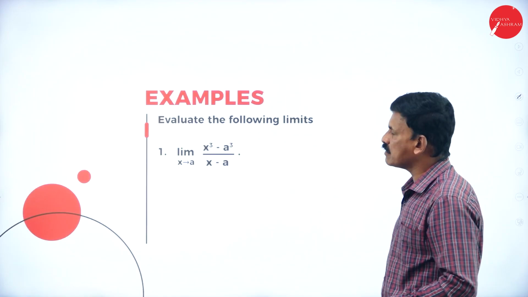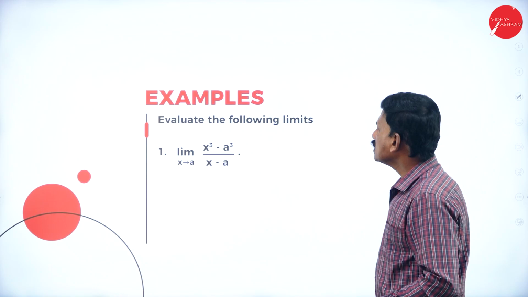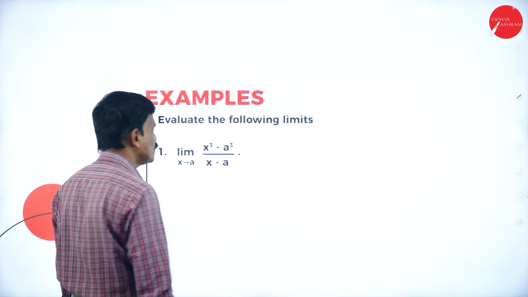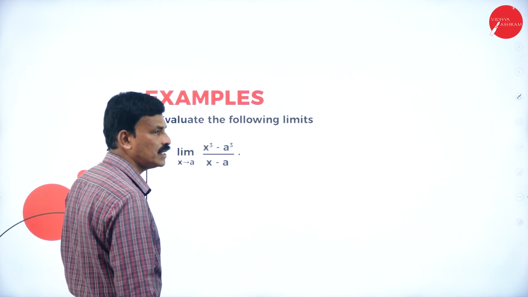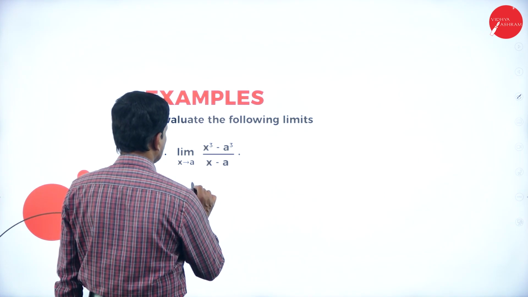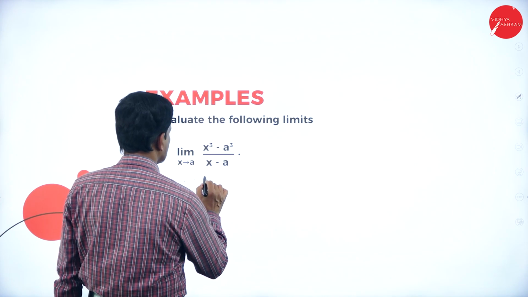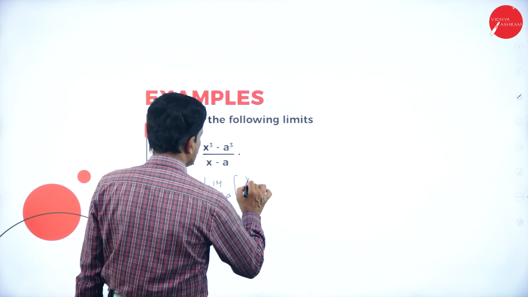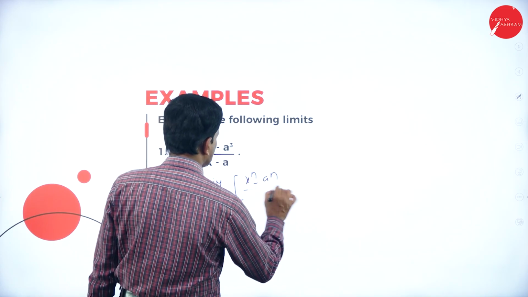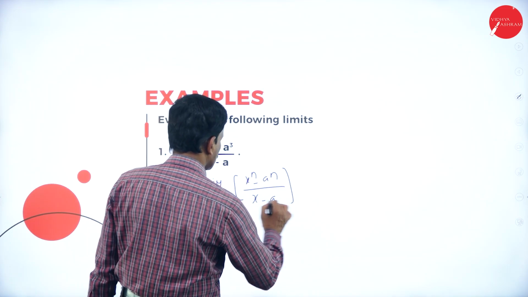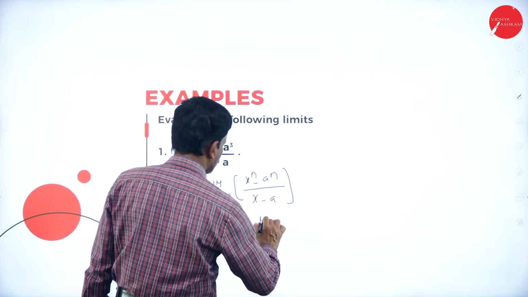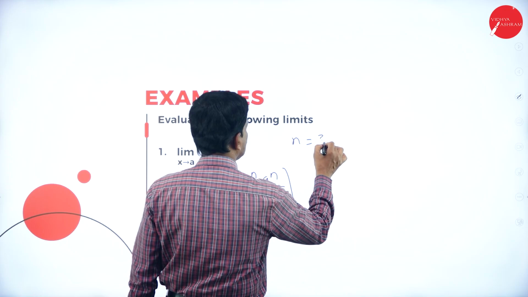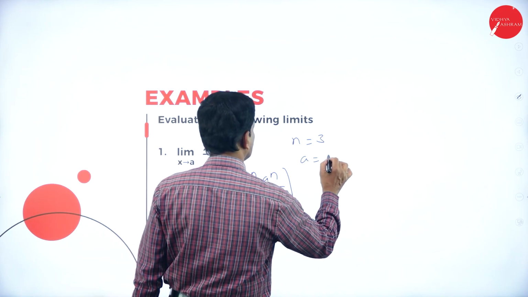Now, let us take an example. Evaluate the following limits. This is limit x tends to a of x cube minus a cube divided by x minus a. If you observe carefully, this is of the form limit x tends to a of x raised to n minus a raised to n by x minus a. What is the formula? n a to the power of n minus 1. So, if you compare this, what is n? n is equal to 3 and a is equal to a itself.